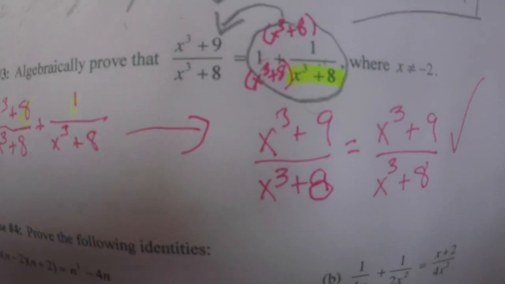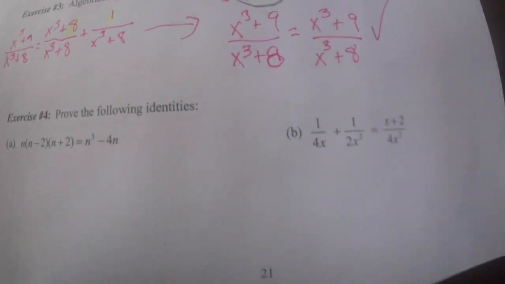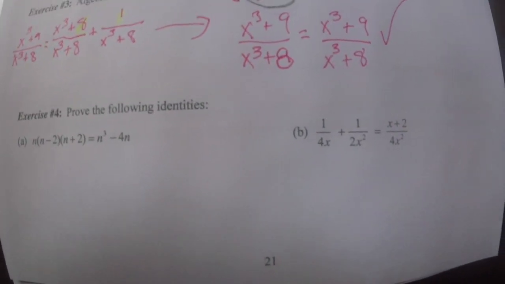All right, let's move on to exercise number 4. We got a couple of different parts here. Same kind of thing. It says prove the following identities.